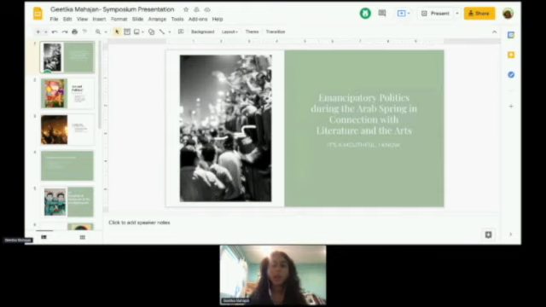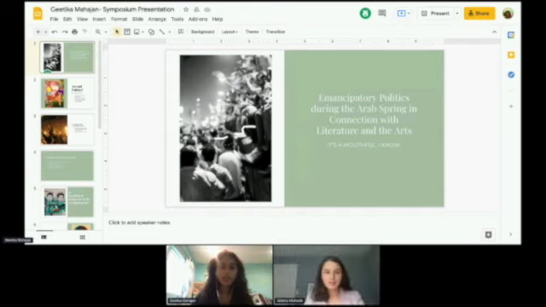Okay, so why are we looking at Egypt and Syria in particular? The Egyptian and Syrian revolutions are two instances in which revolutionaries have not yet succeeded in achieving their end goals.